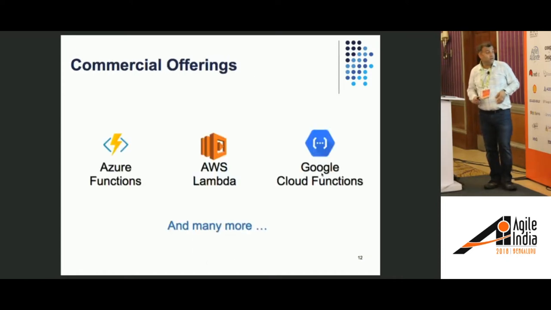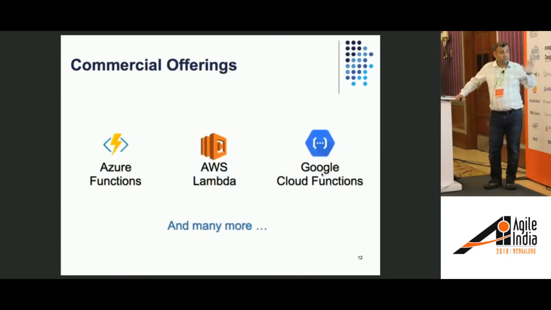So there are a lot of commercial offerings. I'm just going to talk about three of them because these are the dominant ones. So Azure Functions, which is most of what my talk is based on. Then we have AWS Lambda. AWS was the pioneer in serverless. I think it was released in 2015. And a relatively new entrant is Google Cloud Functions. I had a little bit of experience with Google Cloud Functions.